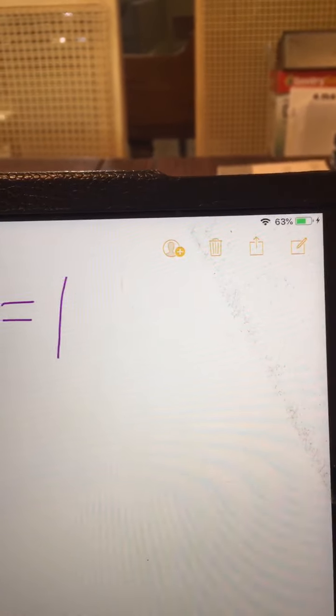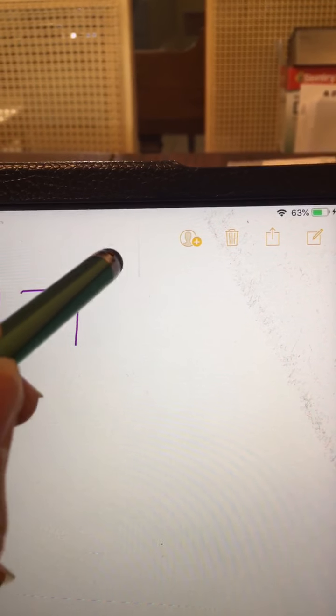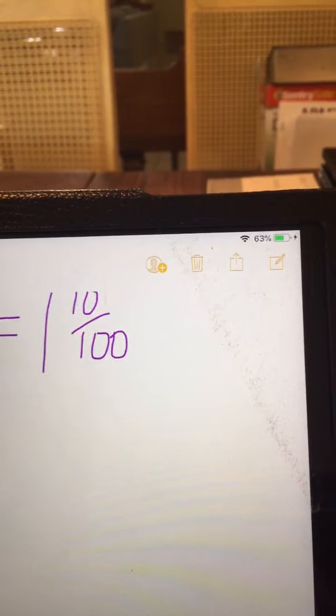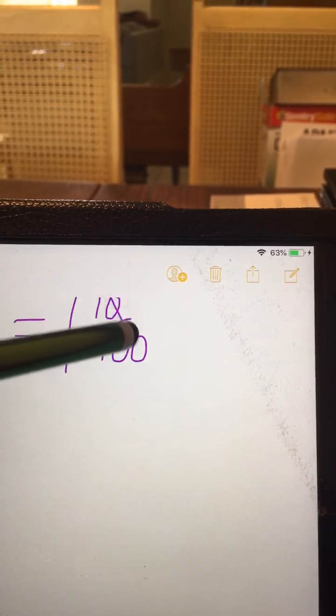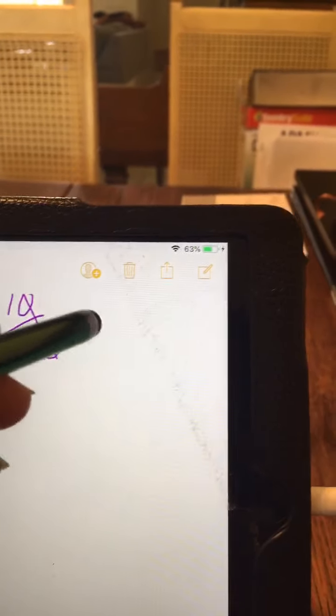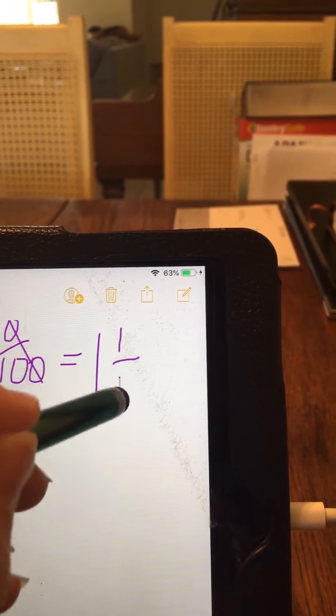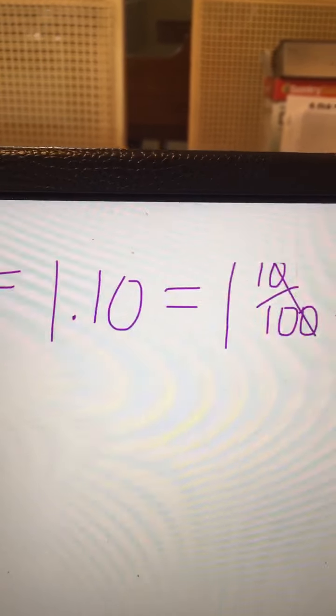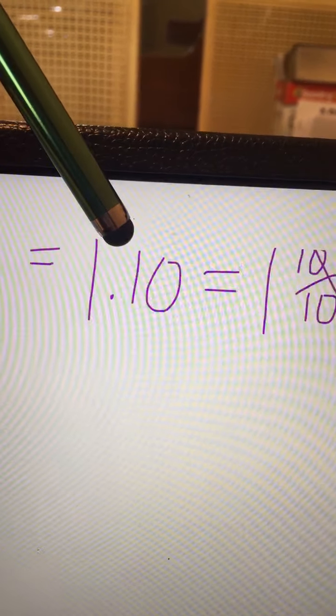All right, so if I want to put this decimal into a fraction, it's going to be a mixed number, right? 1 and 10 over 100, but we need to simplify that. Both have zeros at the end. So it really equals 1 1/10, which you can see here.